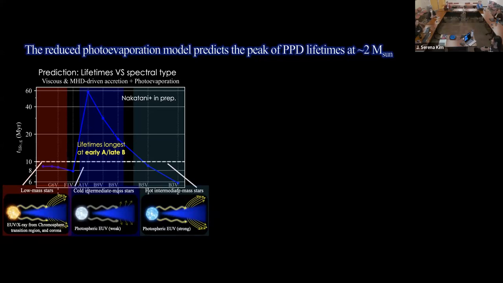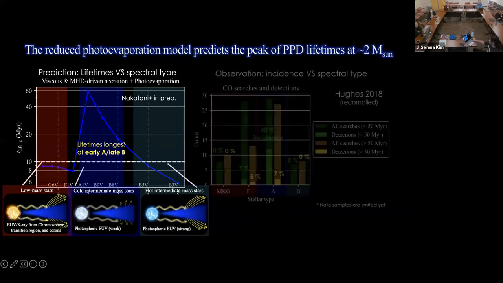So lifetimes are short. And for higher mass stars, they actually lose the convective zones earlier than the low mass and intermediate mass stars. But they have a high photospheric temperature, so they can have strong photospheric EUV. That's why the disk lifetimes are shorter than for these A-type stars.